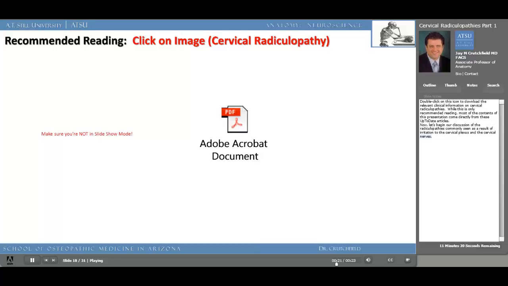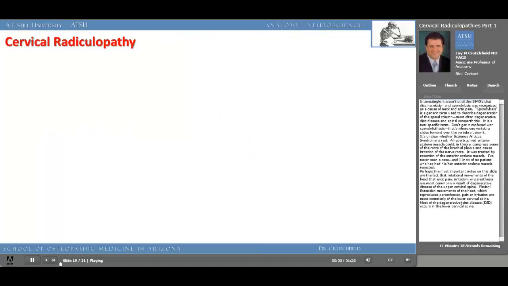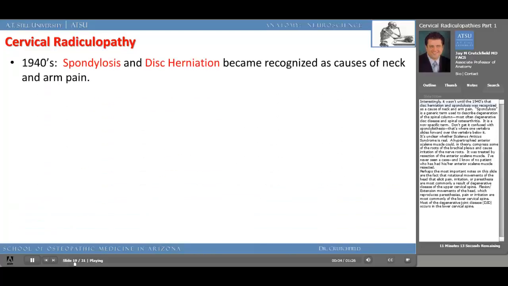Interestingly, it wasn't until the 1940s that disc herniation and spondylosis was recognized as a cause of neck and arm pain. Spondylosis is a generic term used to describe the degeneration of the spinal column, most often degenerative disc disease and spinal osteoarthritis. It's a non-specific term. Don't get it confused with spondylolisthesis. That's where one vertebra slides forward over the vertebra below it.